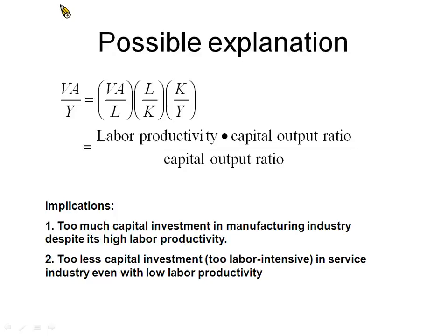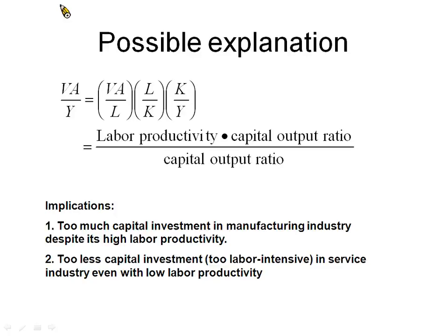Okay, a possible explanation. Here is the value-added rate, right? Value-added divided by the total output. Value-added is the output minus intermediate inputs. Okay, then you get the value-added. And then it can actually be divided into three components. You cancel this out, then you are back to this one, right? So you can decompose this into three components. What is this one? This is the labor productivity, right? Per unit of labor. So it's a kind of labor productivity.